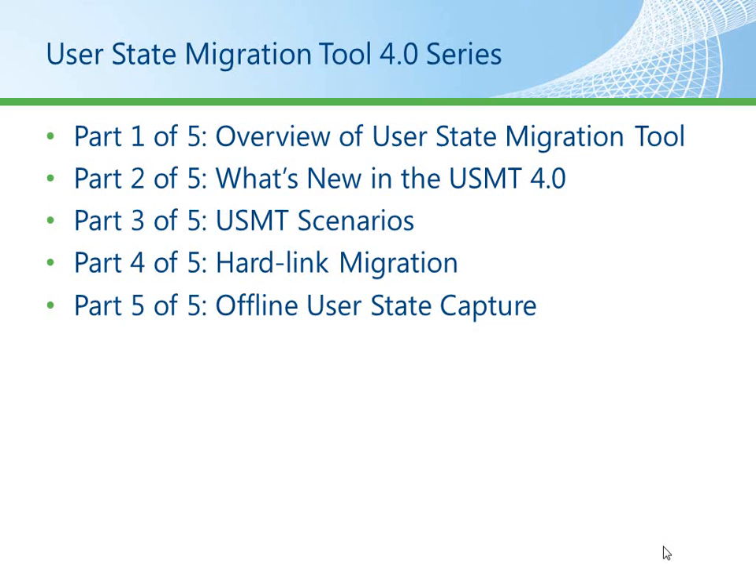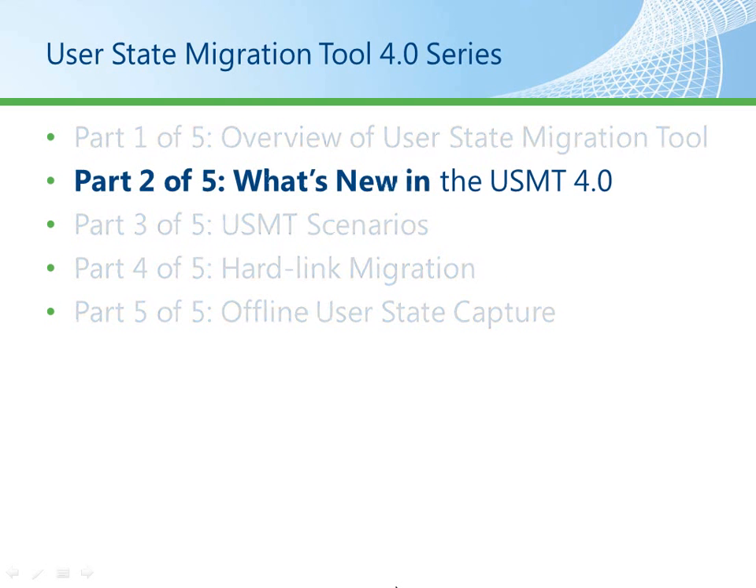The User State Migration Tool 4.0 series that we're doing here is split up into 5 parts. Part 1 is the overview of the User State Migration Tool itself. Part 2 is we'll take a look at what's new in the USMT 4.0. Part 3 is the USMT scenarios. Part 4 is the hard link migration. And then finally on Part 5 we'll take a look at using the USMT for doing offline user state capture. In Part 2 of 5 we're going to be looking at what's new in the USMT 4.0.